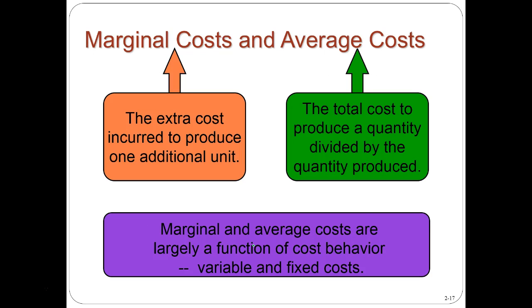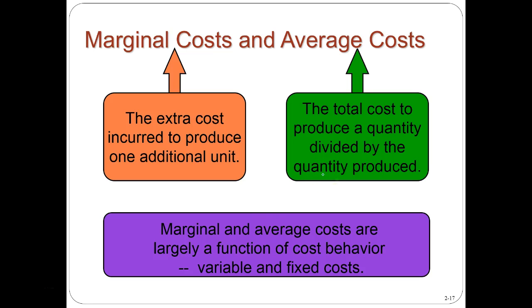So now we're going to talk about marginal cost and average cost. The extra cost incurred to produce one unit is the marginal cost, and the marginal cost could differ from the average cost. When making decisions, oftentimes we want to think about the margin. We want to think about the cost of the next unit rather than the average cost of the entire units. The total cost to produce a quantity divided by the total quantity is the average cost.